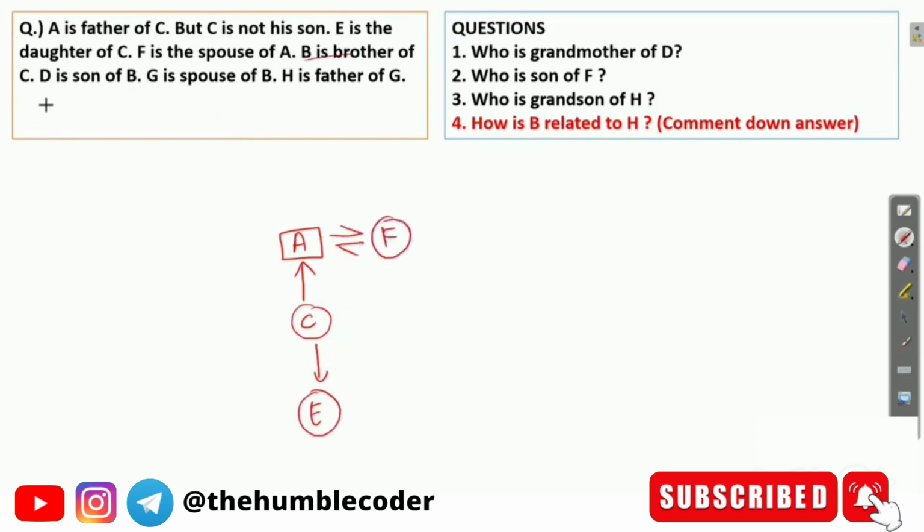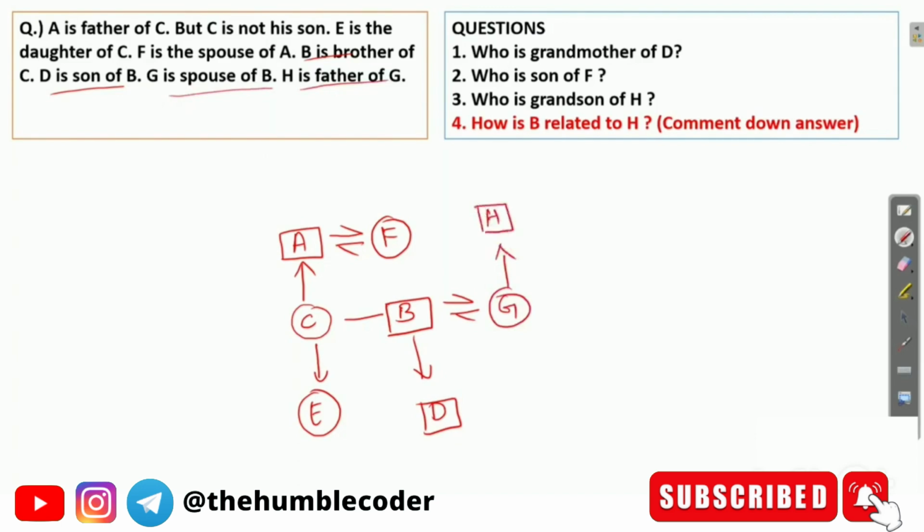And B is the brother of C. D is the son of B. And G is the spouse of B. So G is the spouse, and H is the father of G. So for now we have created our family tree diagram. Let's now look at our questions.